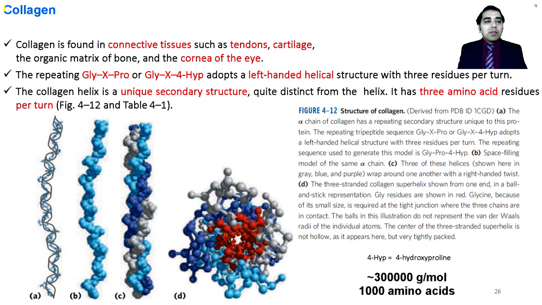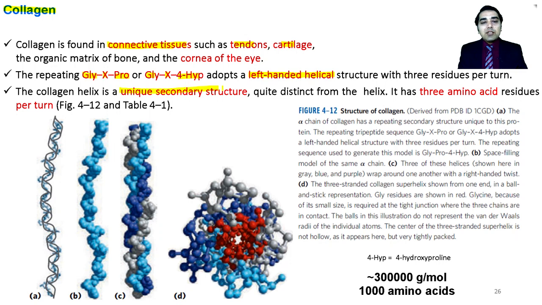The second example of a fibrous protein is collagen. Collagen is found in connective tissues like tendon and cartilage. Collagen is made from glycine, X-amino acid, and proline, or glycine, X-amino acid, and 4-hydroxyproline. So collagen is made from left-handed helical coils.